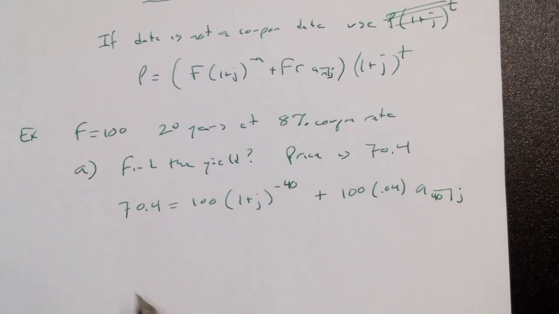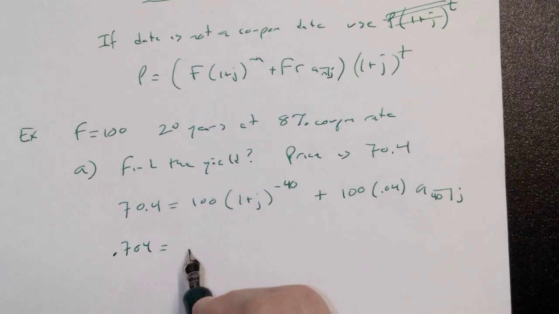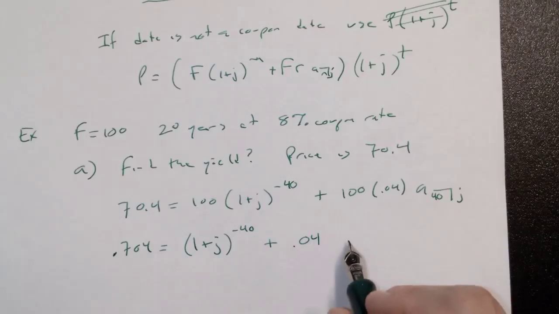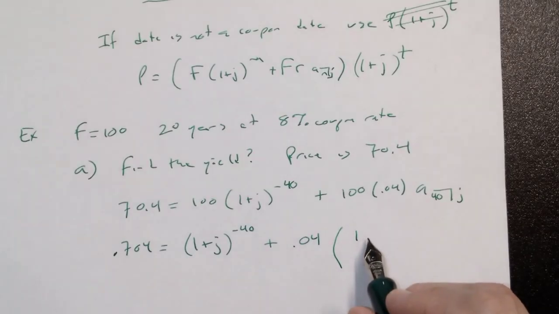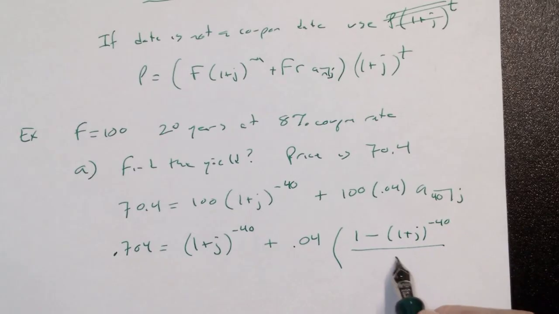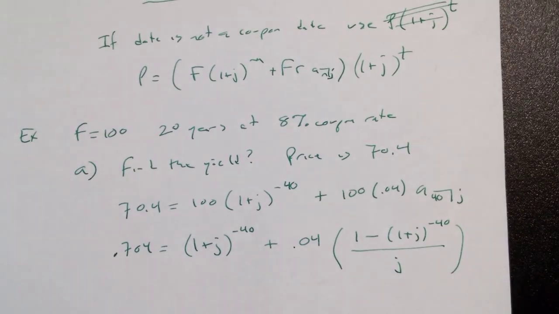Let's divide by 100, make our lives easier. 0.704 equals 1 plus j to the negative 40 plus 0.04, 1 minus 1 plus j to the negative 40 over j. That's disgusting. I want to solve this for j? You've got to be kidding me. j is a rate, yes?